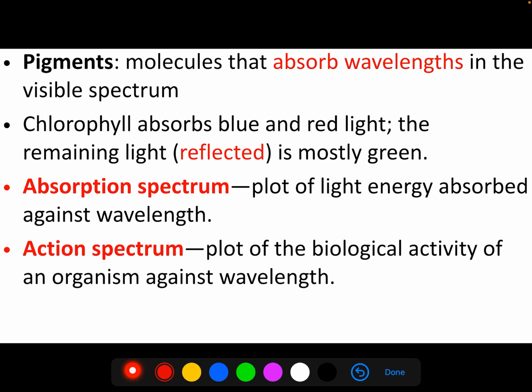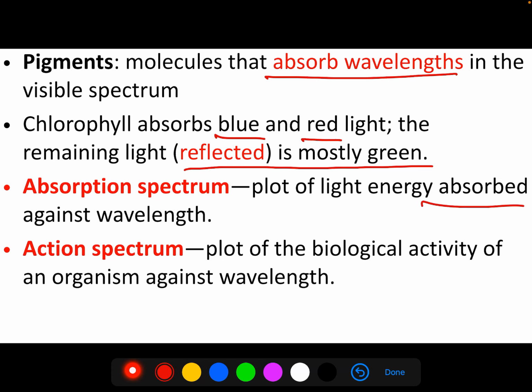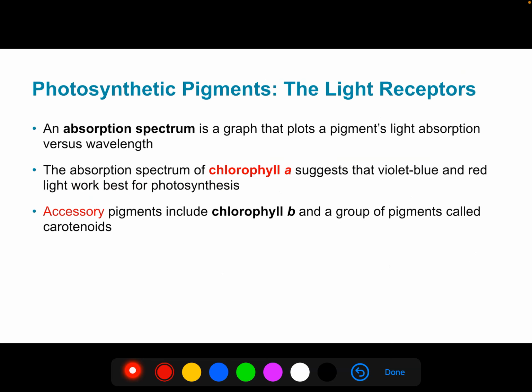There's a crazy amount of physics here, and hopefully this points you to complexity and the argument that there is a creator. But pigments absorb wavelengths in the visible light spectrum. So chlorophyll, here we go, let's dig in. Chlorophyll absorbs blue and red really well, but the remaining light is reflected, okay? And so an absorption spectrum is a plot of light energy absorbed, and then an action spectrum is the plot of biological activity against the wavelength. So let me show you an example of that here in a second, okay?